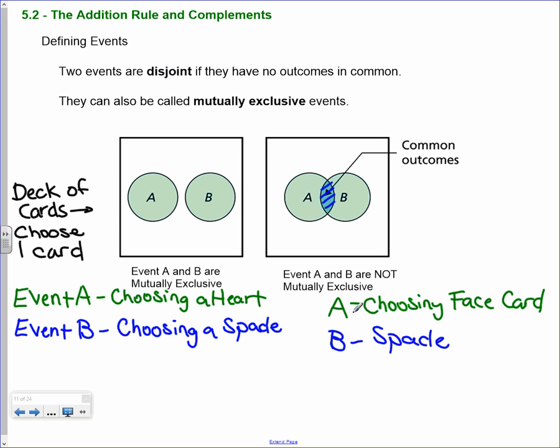Here, event A and B, A is choosing a face card, B is choosing a spade. Now, I could choose a face card, or I could choose a spade, or I could choose a spade that is a face card, right? And so those would be their common outcomes. If they have common outcomes, then they are not mutually exclusive, right? Because then they can occur at the same time. If they don't have any common outcomes, so they look like this, then they are mutually exclusive, which means that they cannot occur at the same time.